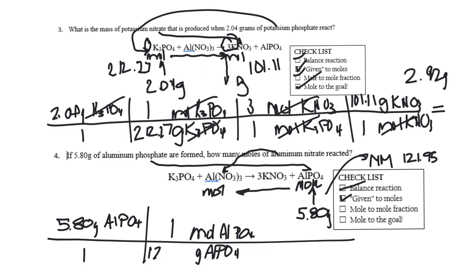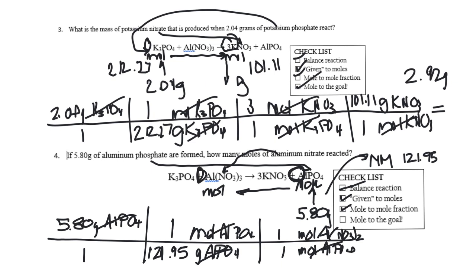So that's 121.95. Unit cancels. If I stop here, all I've done is converted to moles of aluminum phosphate. But now I want to do mole to mole fraction. So moles of aluminum phosphate comes down. I want to get to moles of aluminum nitrate. I look in the reaction. There's a 1 next to aluminum phosphate. There's a 1 next to aluminum nitrate. Cancel my unit.